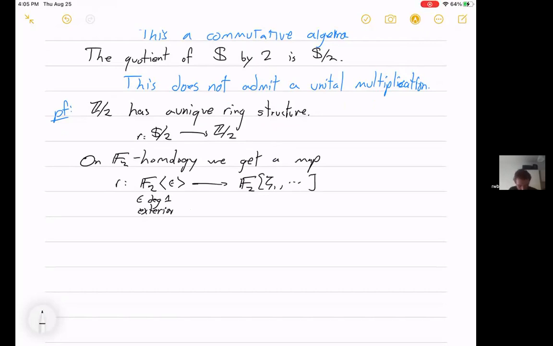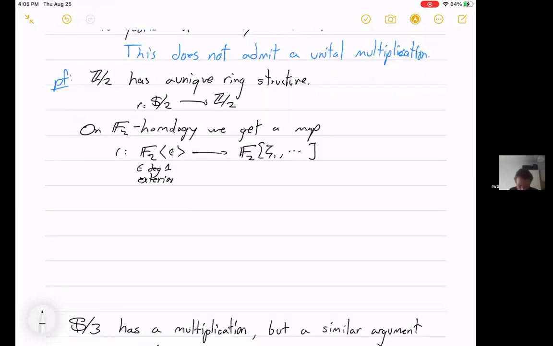And so right here we already have a problem, because if we consider the action of Steenrod squares, then Sq 1 of epsilon is 1 on this side. And so that forces the image of epsilon to be zeta 1, because we need something whose Sq 1 is 1 in the dual Steenrod algebra. But zeta 1 squared is not 0. And so we have a contradiction to this being a map compatible with any sort of multiplication.